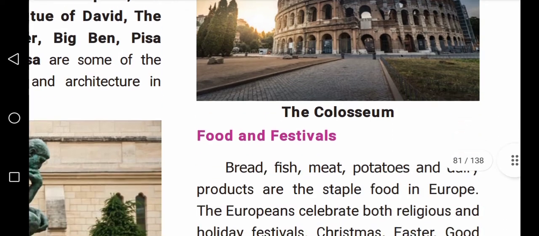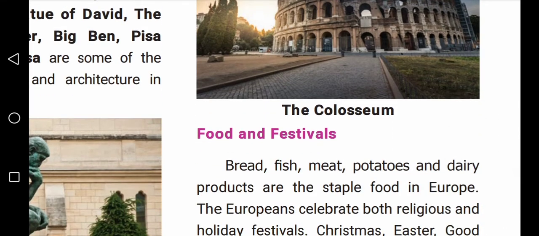Okay, next one, food and festivals. Bread, fish, meat, potatoes, and dairy products are the staple food in Europe. So, European people eat bread, fish, meat, potatoes, and dairy products. Dairy products means milk products.